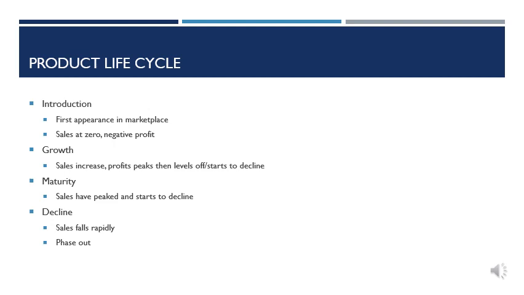Next comes the maturity phase. During this phase, sales have already peaked and are starting to decline regularly. At this point, consumers are wanting to see upgrades and might start looking for improved items in that particular market. Finally comes the decline phase. At this point, sales fall rapidly and the product has become essentially non-profitable. So, the company must look into phasing the product out or replacing it.